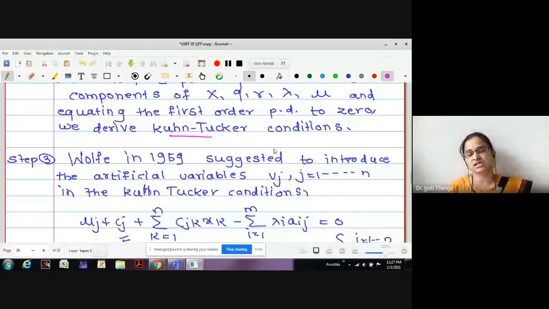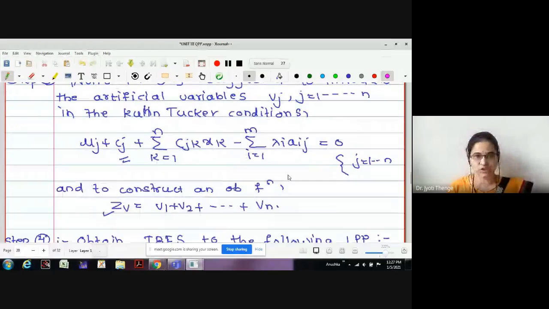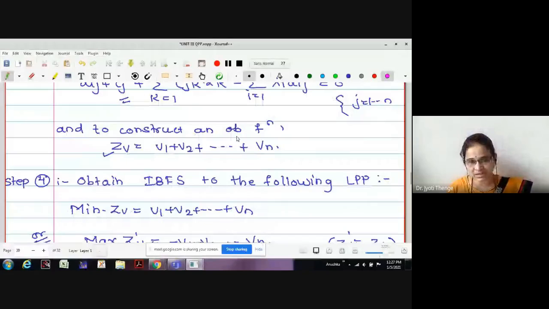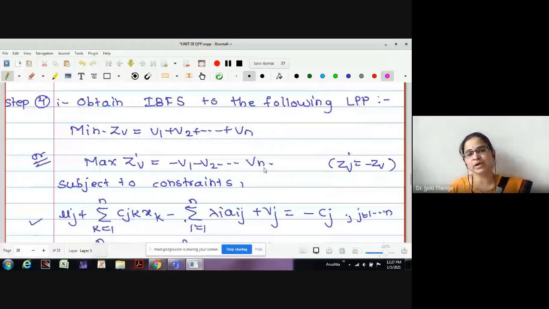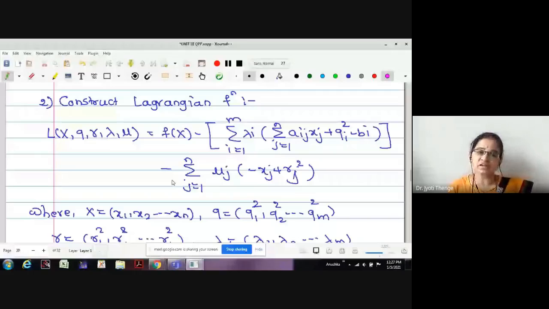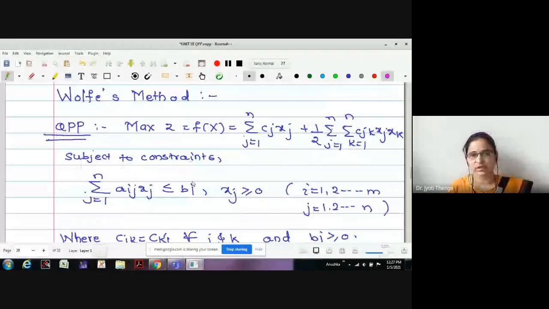But Wolfe has suggested a method to solve those systems of linear equations by introducing artificial variables, and he has suggested constructing an objective function minimizing the artificial variables. Therefore, it becomes a new LPP. So whatever is the solution to this LPP will be the solution of the optimization of the Lagrangian function, which in turn will be a solution to the quadratic programming problem. And this is what Wolfe's method is.